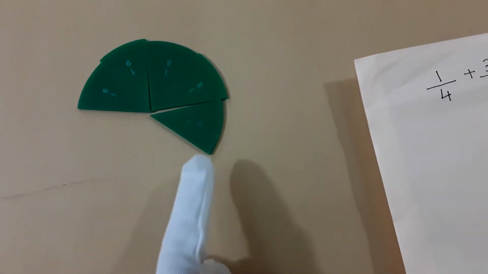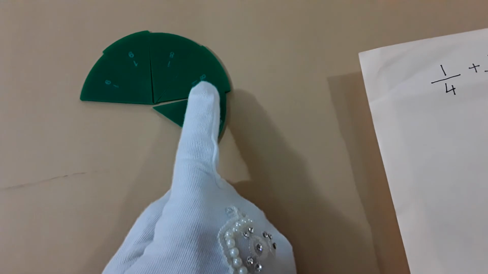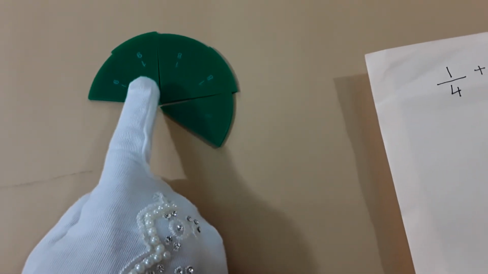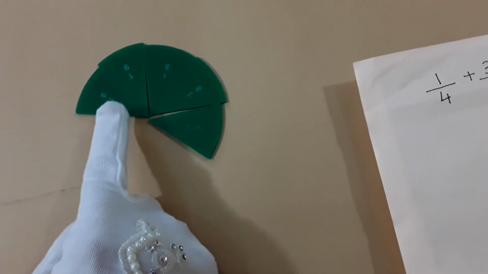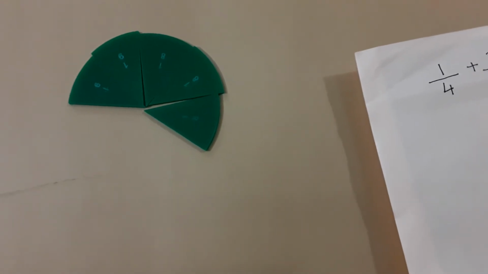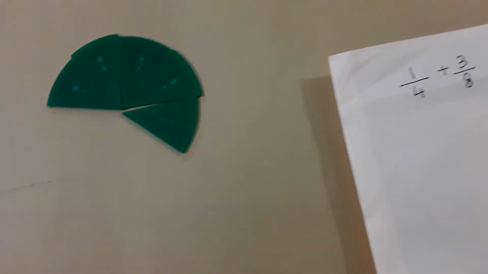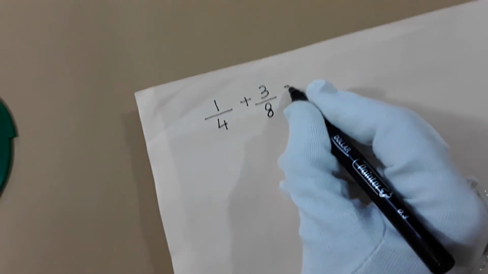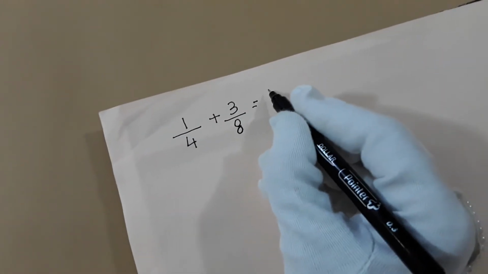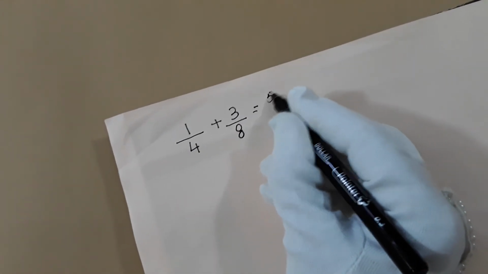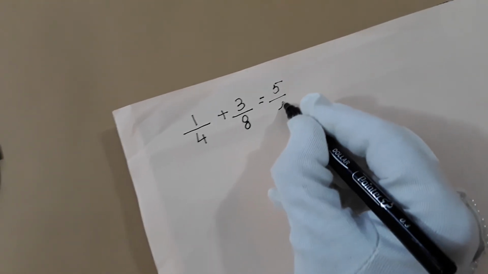Let's count. 1/8, 2/8, 3/8, 4/8, 5/8. So the answer would be 1/4 plus 3/8 is equal to 5/8.